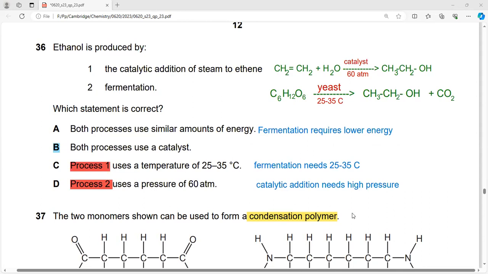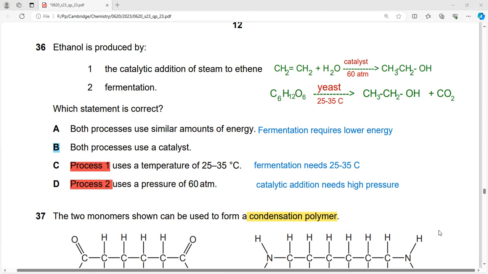Question number 36. Ethanol is produced by the catalytic addition of steam to ethene and by the fermentation method. So there are two processes. For the first process, on the right side, ethene reacts with steam, a water molecule, in the presence of a catalyst and 60 atmospheric pressure. The double bond splits into a single bond, and the carbon takes the hydrogen in. That produces CH3CH2OH, with a hydroxyl group, which means it produces alcohol, by use of a catalyst and 60 atmosphere pressure.